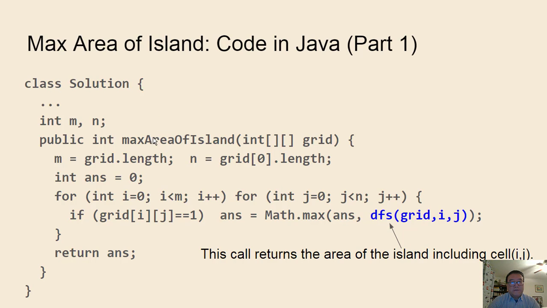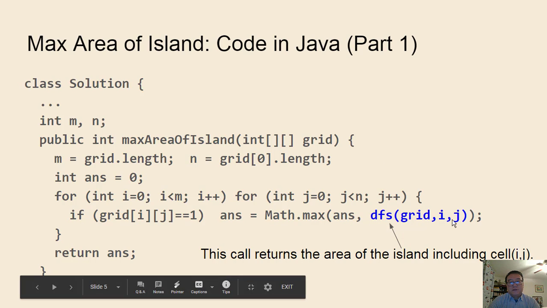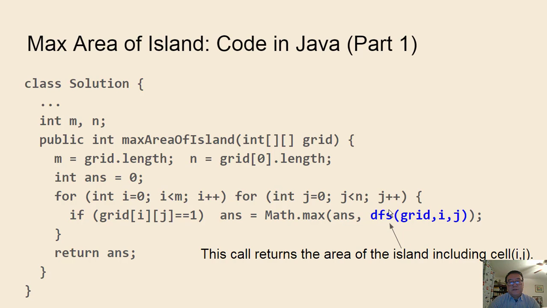This is the driver code. This one does not do the DFS itself, but it will make a call to the DFS. So let's look at the driver code first. We get the size of the grid and initialize the answer to 0. We loop through all possible cells. If its value is 1, then we call DFS using this grid, and this DFS will return the area of the island.